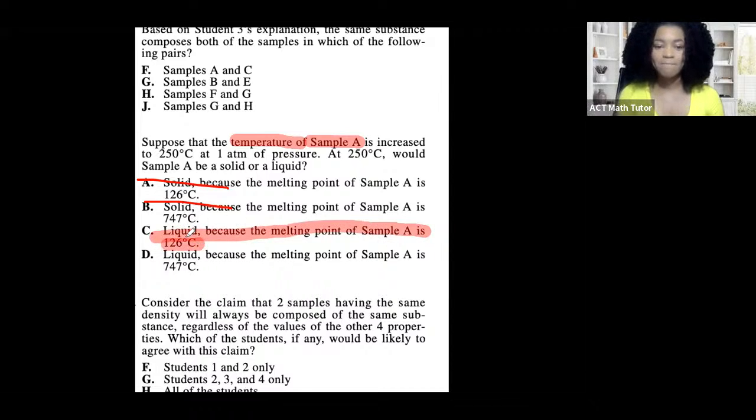Okay. All right, we are down to the last problem, guys.